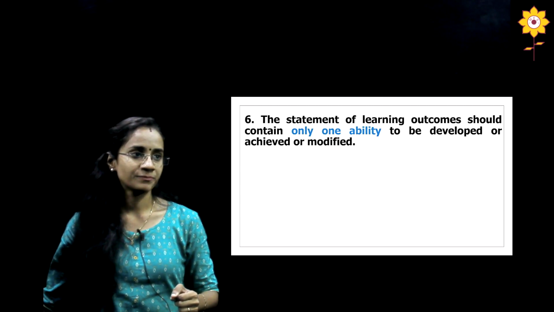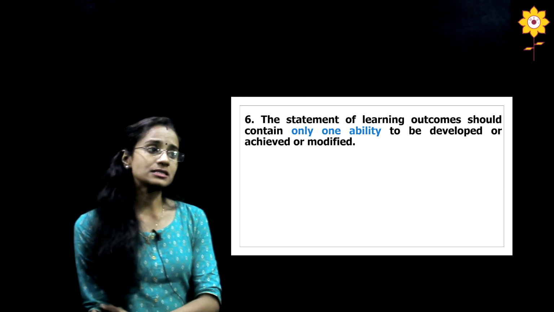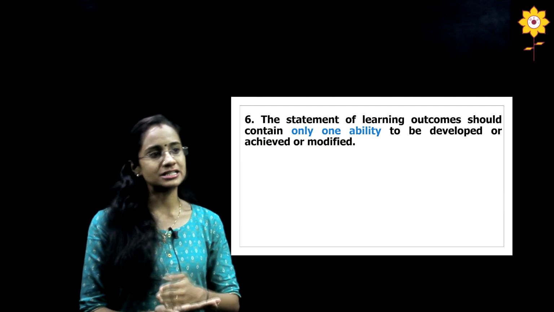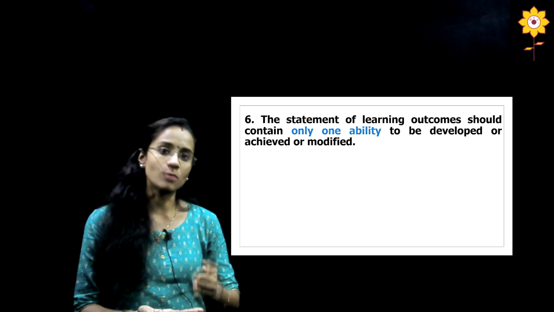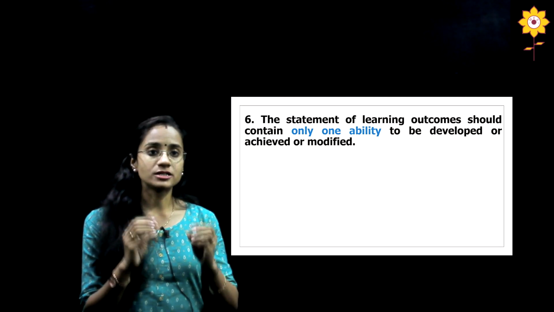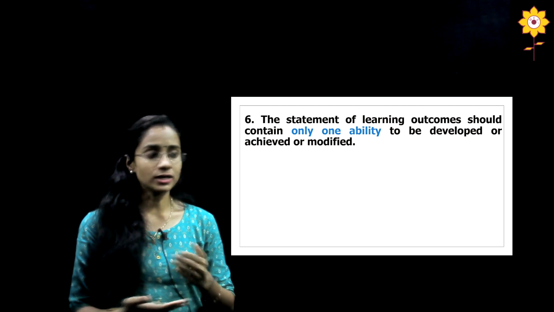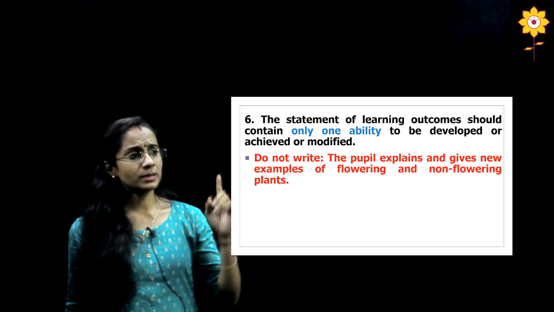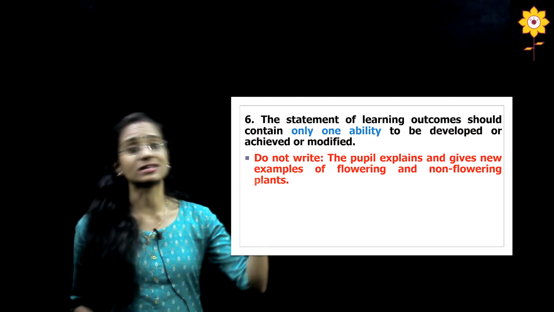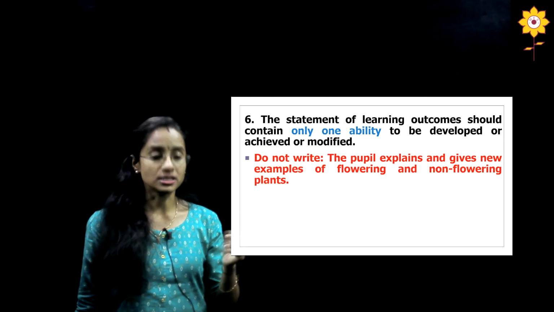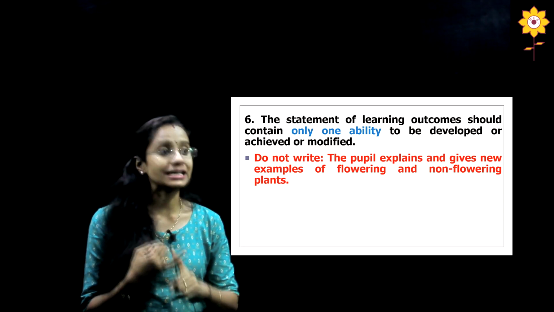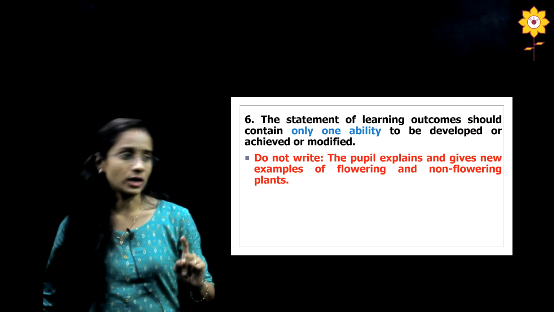Now, the next is that the statement of learning outcome should contain only one ability to be developed, achieved or modified. One ability should be focused on, not more than one. For example, "the pupil explains and gives new examples of..." Here there are two things: the pupil explains and also gives new examples, which is incorrect. It should be only one.